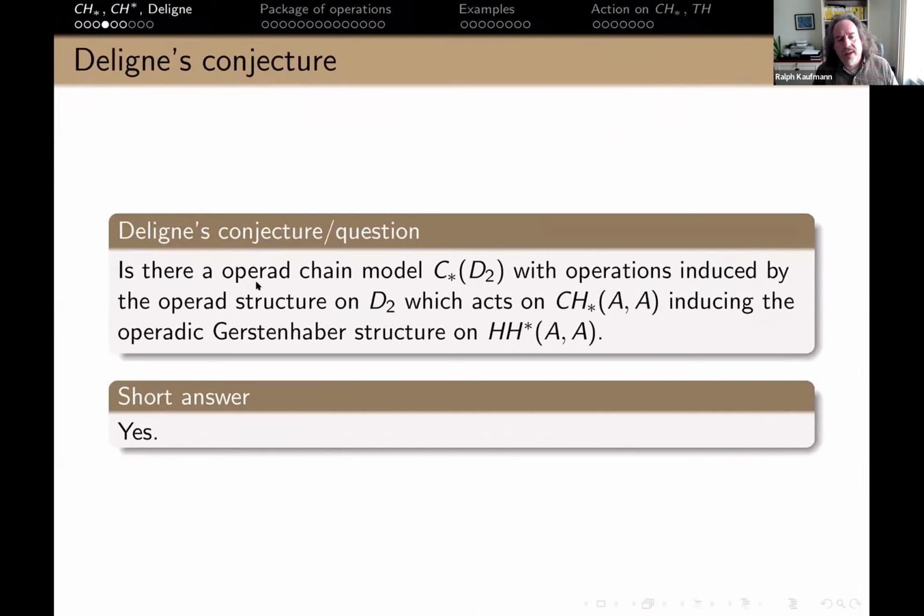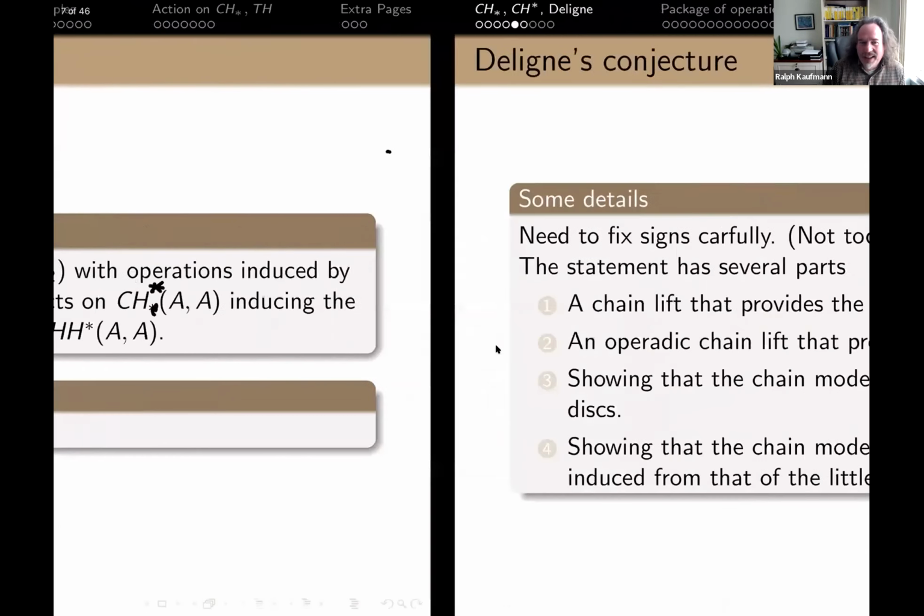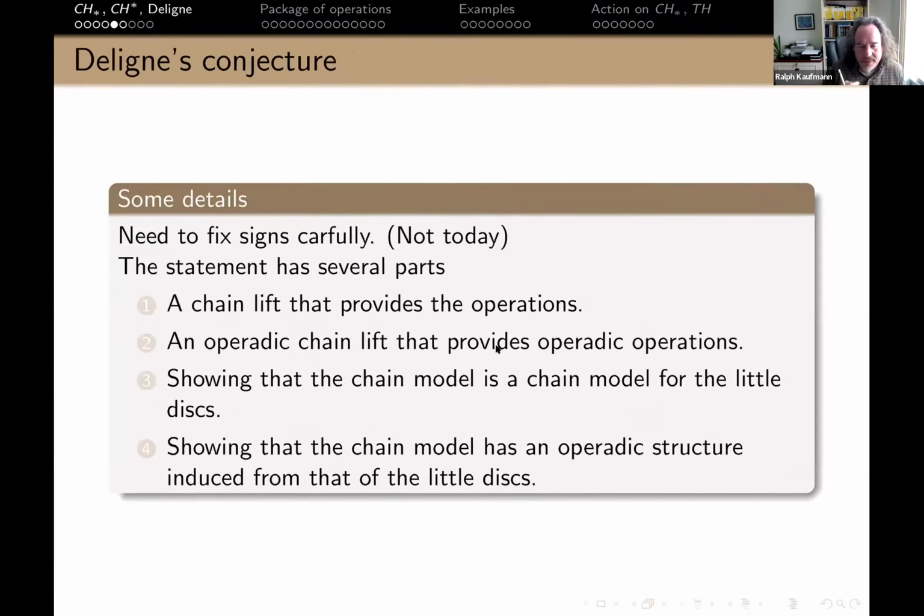And the question was, is there an operadic chain model C_* of D2 for these little disks, with operations induced by the operad structure on D2, which acts on the Hochschild cochains, inducing the operadic Gerstenhaber structure on the Hochschild cohomology? And then the short answer is yes. But there are some things which you have to say.